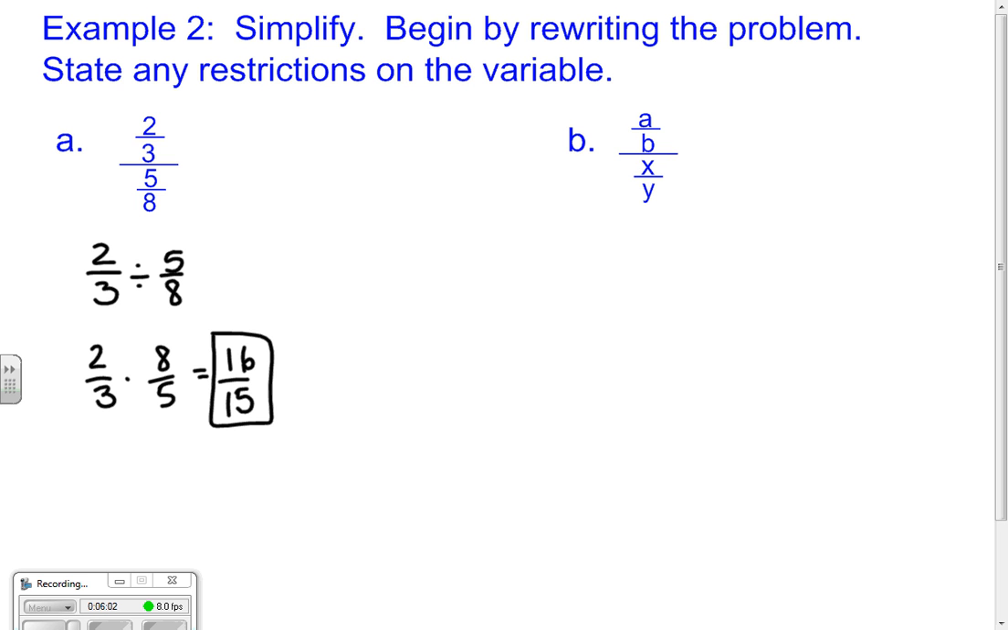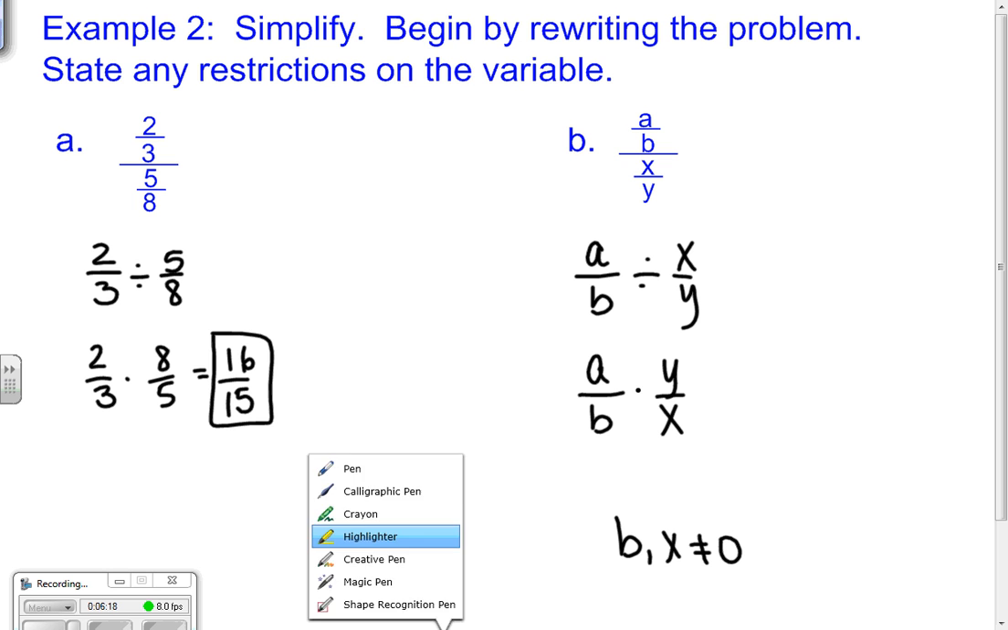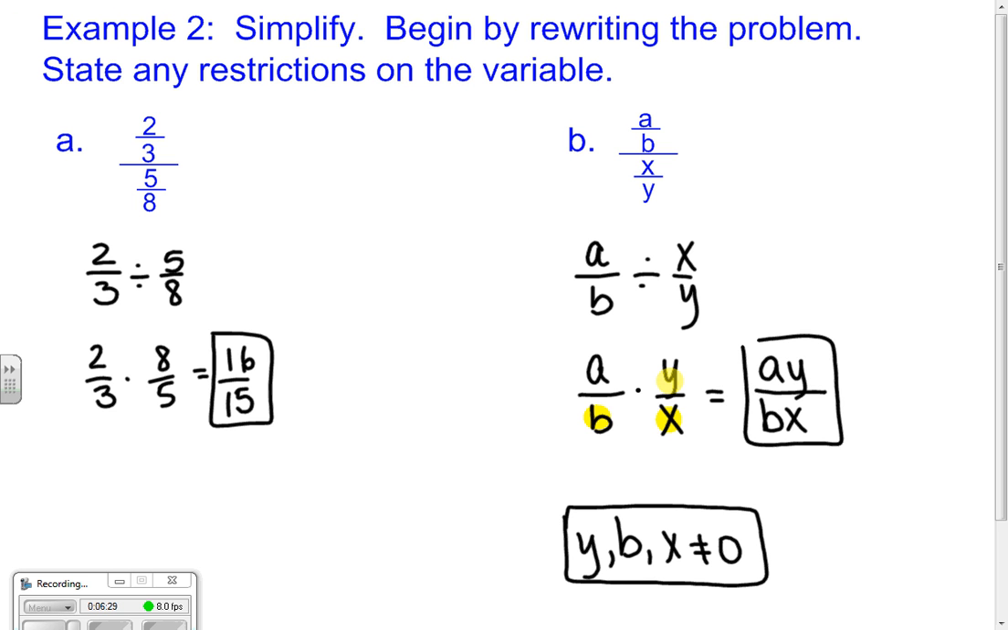Letter B, I'm going to work that the same way. It's a over b divided by x over y. But that's the same as a over b times y over x. I need restrictions here. B and x can't be 0. They're the denominator. And keep in mind that that second fraction also contains a denominator. So it's those three. So I should add a y to that. I multiply across the top. That gives me ay. Multiply across the bottom gives me bx. Nothing cancels.